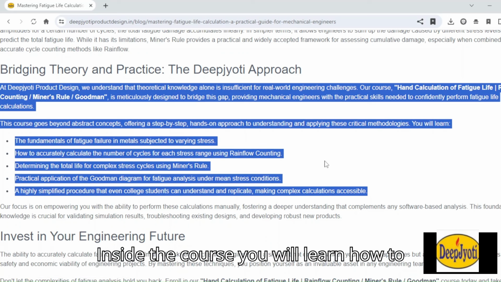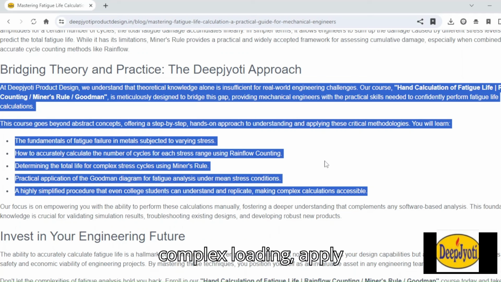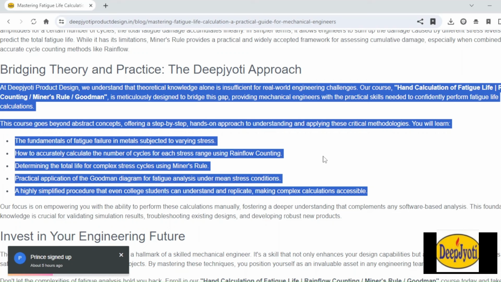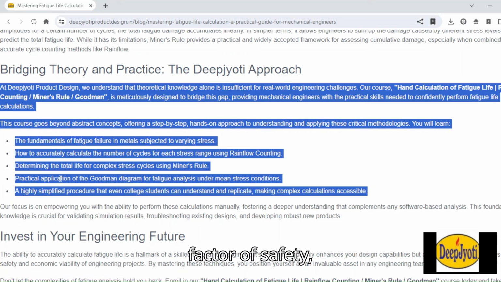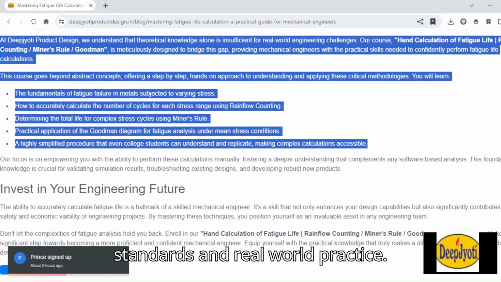Inside the course, you will learn how to use rainflow counting to process complex loading, apply Miner's rule for cumulative fatigue damage, and use the Goodman criterion to calculate factor of safety, with real case studies and calculation sheets, all based on industry standards and real world practice.